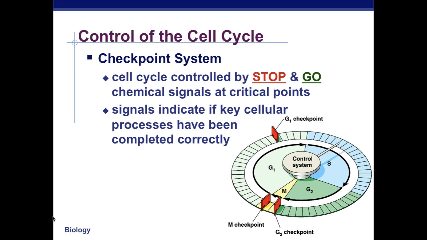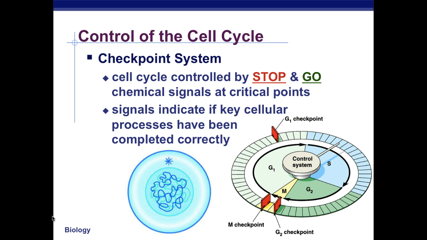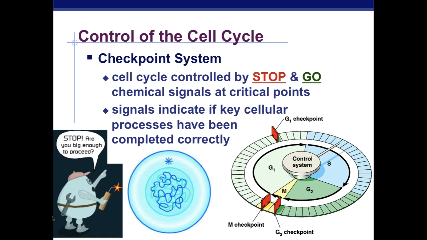The signals indicate if the key cellular processes have been completed correctly, and if they've been completed correctly, they can go on to the next stage. If they have not been completed correctly, they will signal a stop and prevent the cell cycle from continuing.